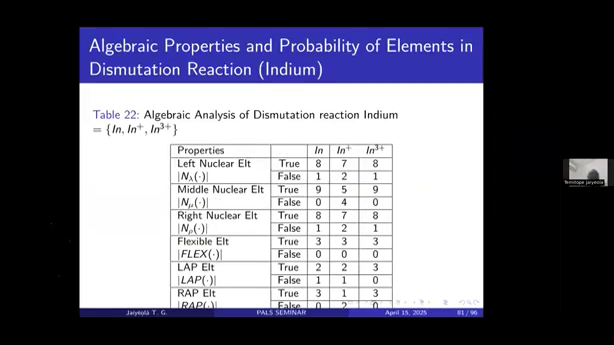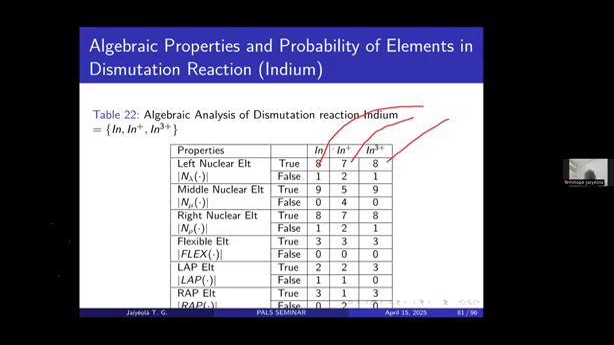As you can see from this particular table, out of 9 triples in all for indium, 8 triples were nuclear for 8, okay? Indium plus for 7 and indium 3 plus for 8. And you have the others.